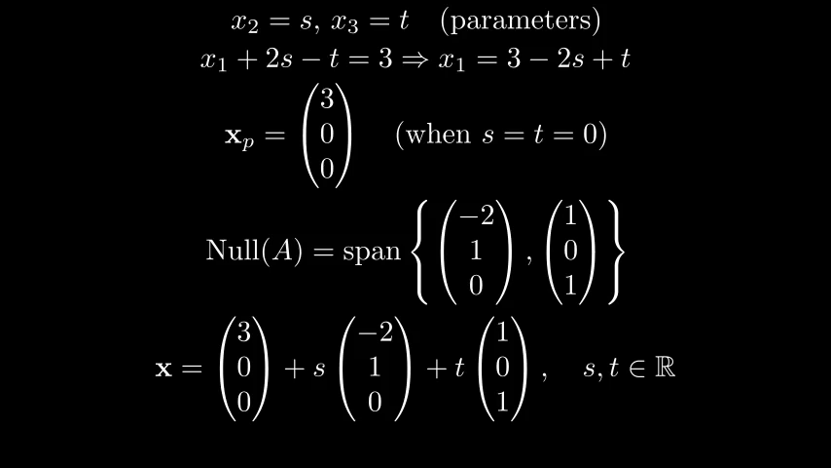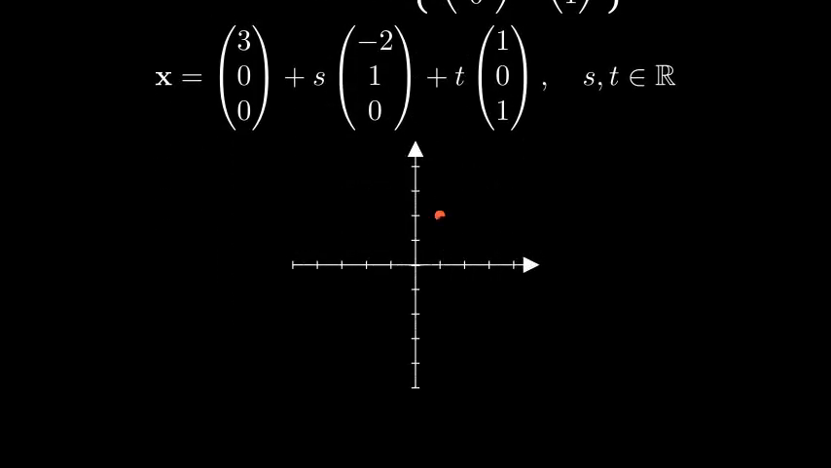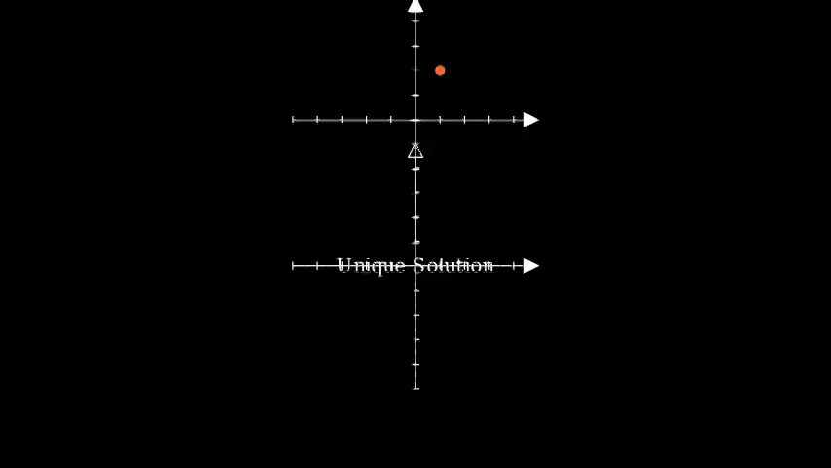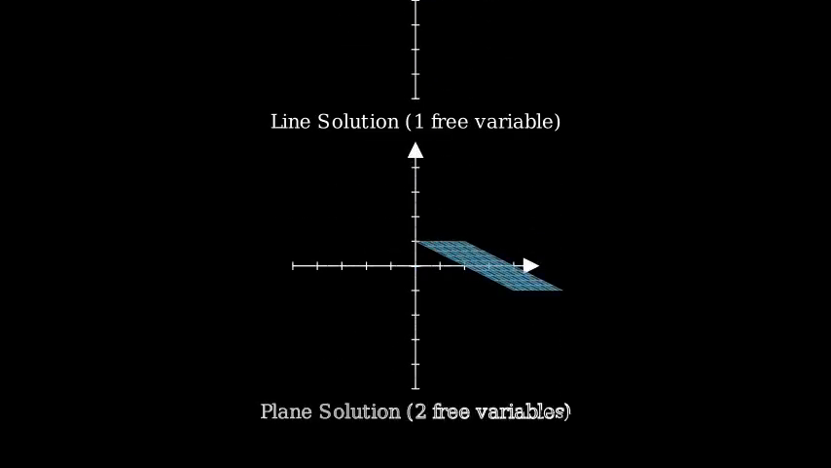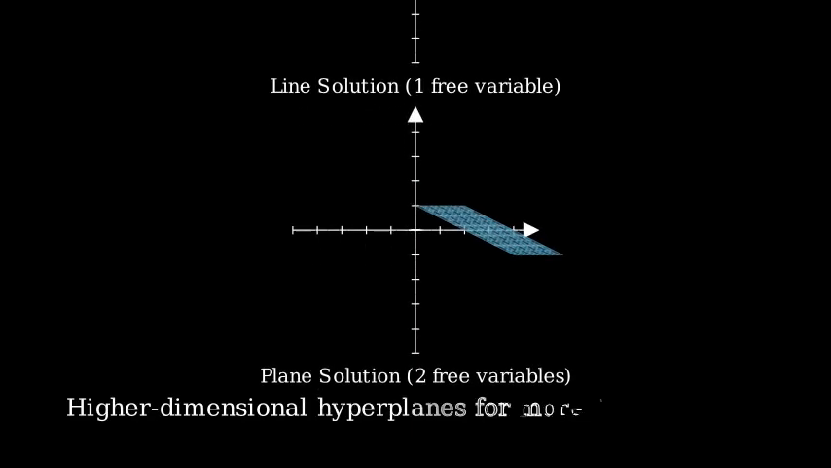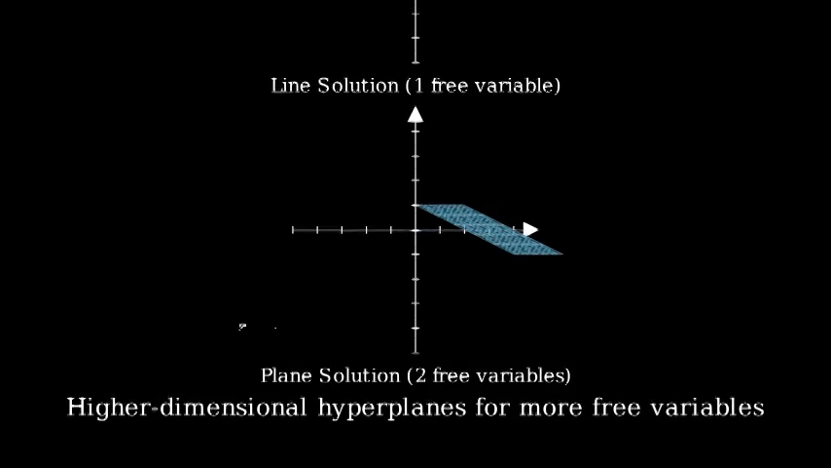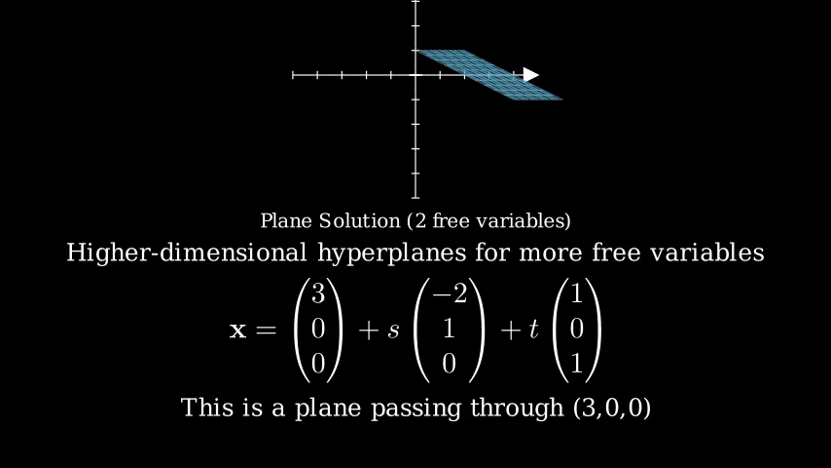Let's understand the geometric interpretation of the solution set. When there are no free variables, the solution is a unique point in space. When there is one free variable, the solution set is a line in space. When there are two free variables, the solution set is a plane in space. And with more free variables, the solution set is a higher dimensional hyperplane. In our second example, the solution set is a plane in 3D space, passing through the point with coordinates 3, 0, 0.